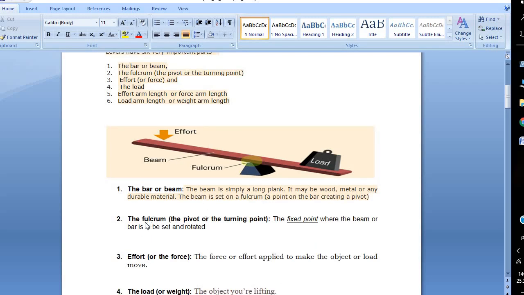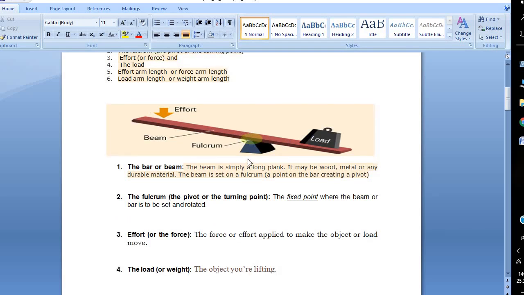Now come to the fulcrum. The pivot or turning point is the fixed point where the beam or bar is set and rotated. You can set the bar on the fixed point and it can be rotated. You can move it up, down, anything. Number 3, effort. Effort means the force you are applying, the force applied to make the object or load move. If you apply the force here, the load automatically goes up. So this is the force.